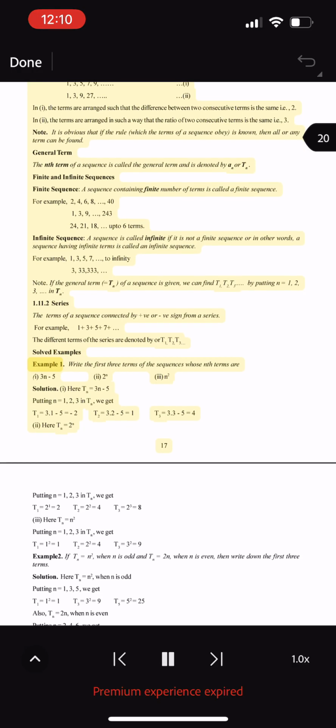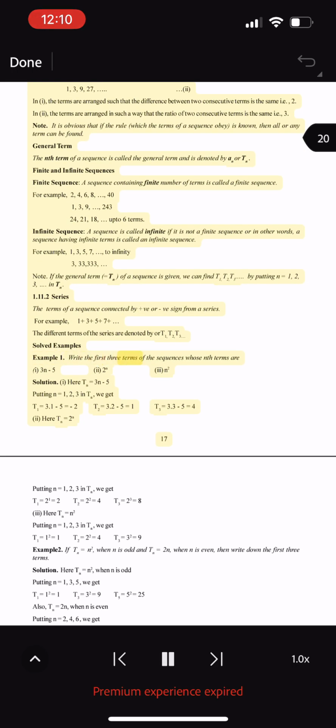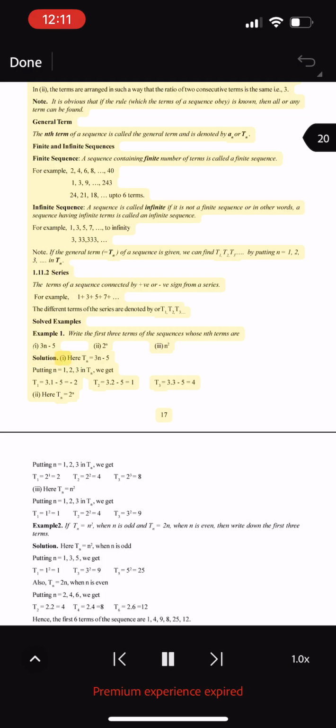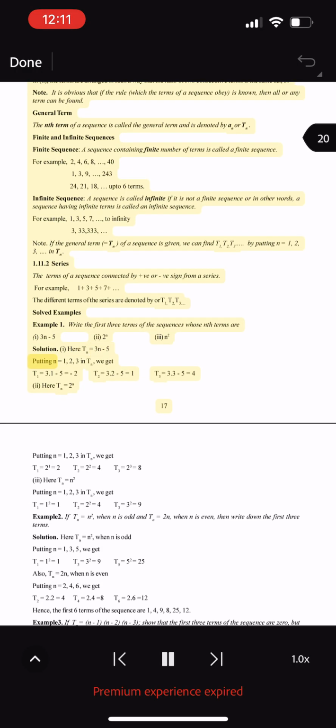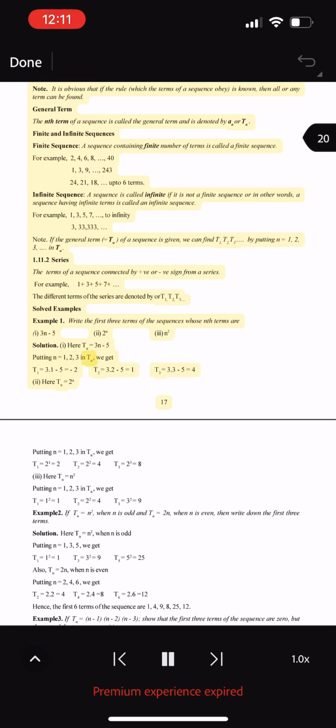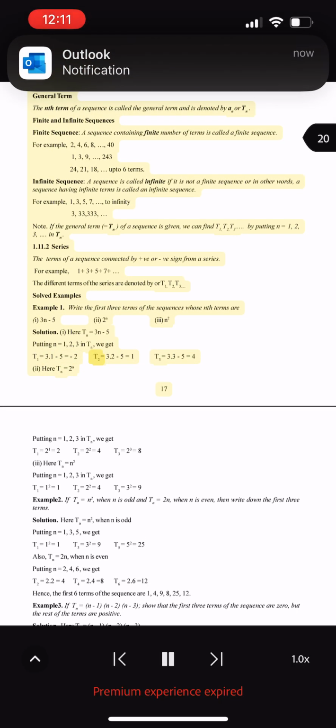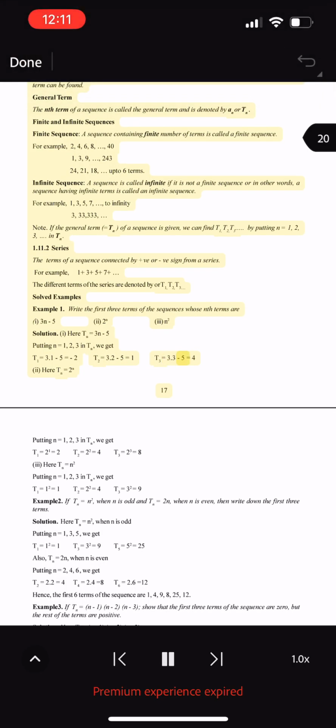Solved examples. Example 1. Write the first 3 terms of the sequences whose nth terms are: 1, 3n minus 5; 2, 2 to the power n; 3, n squared. Solution: 1. Here tn equals 3n minus 5. Putting n equals 1, 2, 3 in tn, we get t1 equals 3 times 1 minus 5 equals minus 2, t2 equals 3 times 2 minus 5 equals 1, t3 equals 3 times 3 minus 5 equals 4.